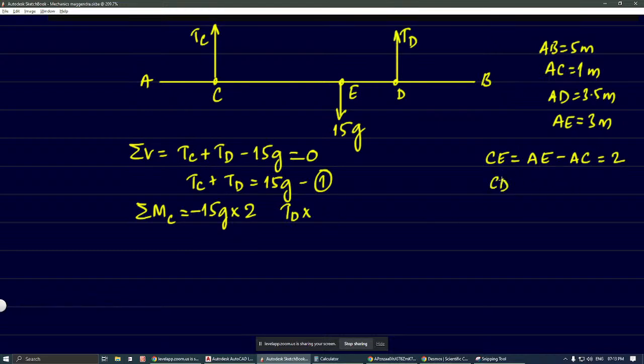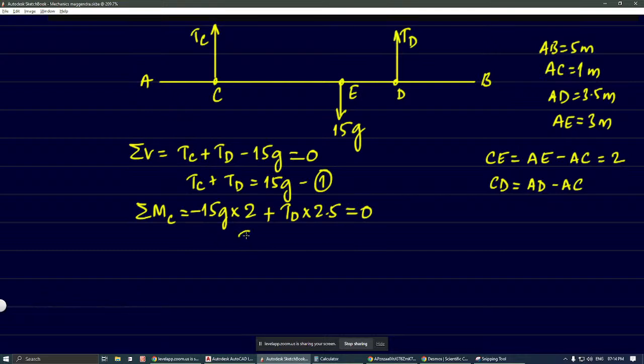So CD distance is AD minus AC, 3.5 minus 1, that is 2.5. This one is acting in which direction? Anti-clockwise, so it is positive. So the total should be 0.